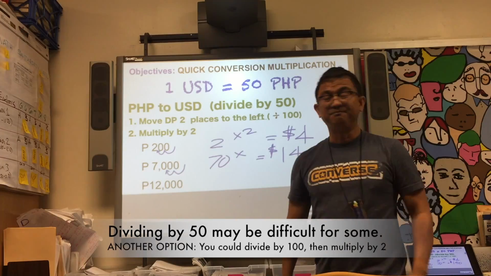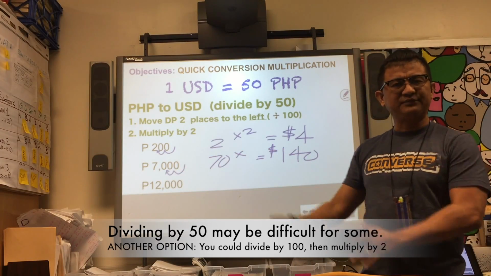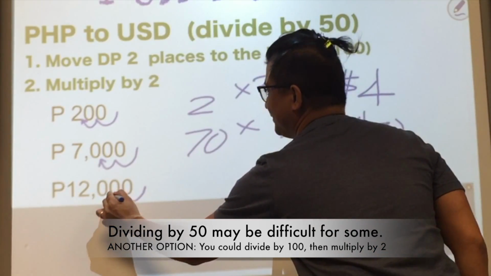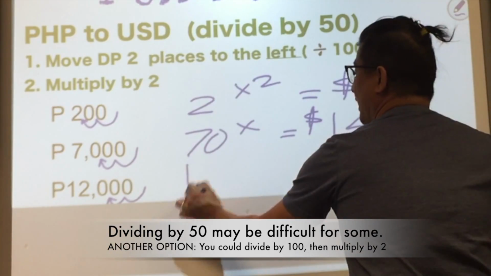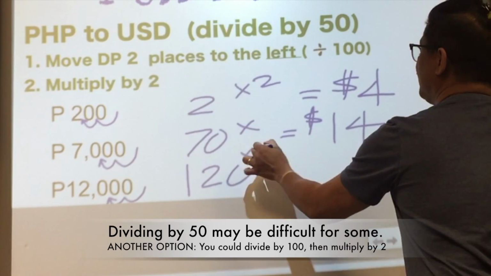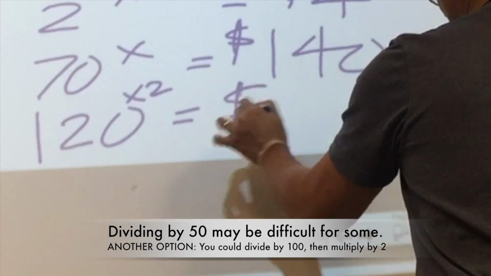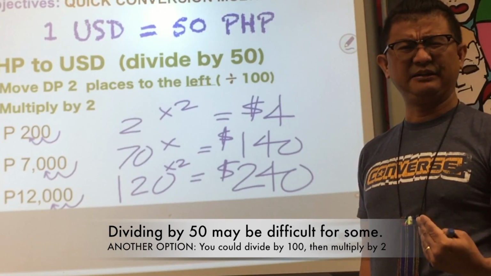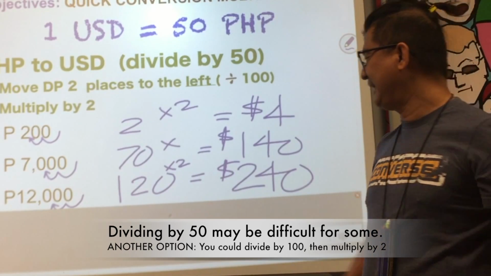140. Bibilin mo yung furniture, 12,000 pesos. Oh, mahal. Magkano kaya to sa US? So divide by 100, I'm thinking of 120. But that's too much. Double it, that's gonna be what? 240 US dollars. Ooh, mahal na furniture yan. Huwag kong bibili niya.